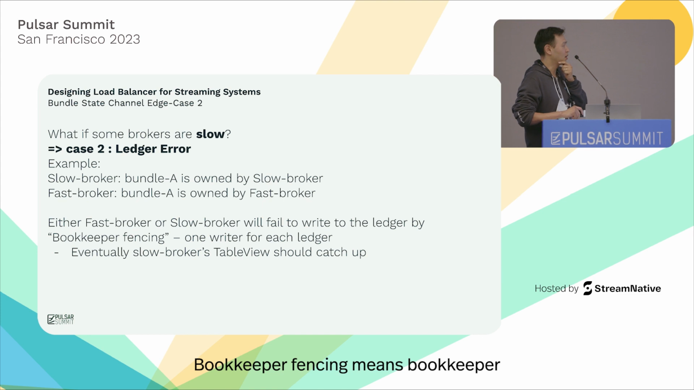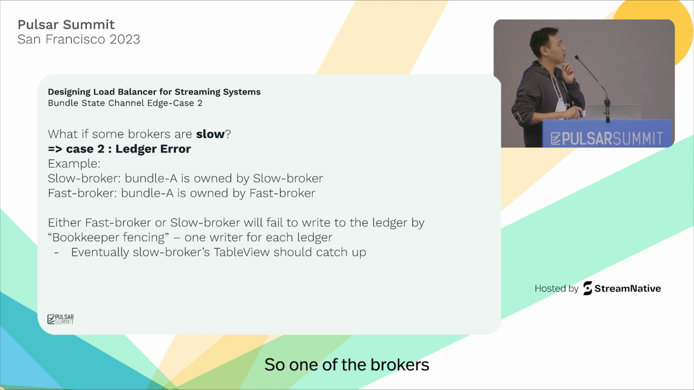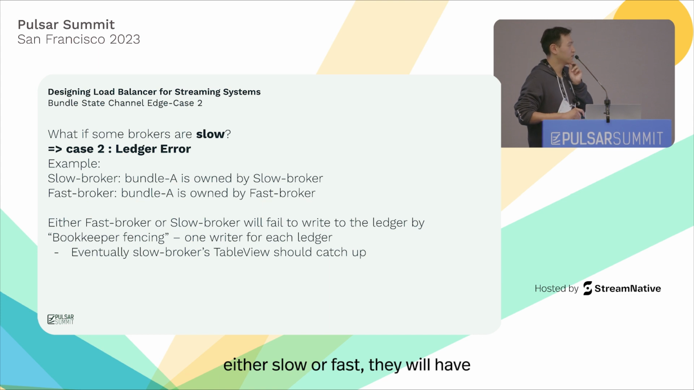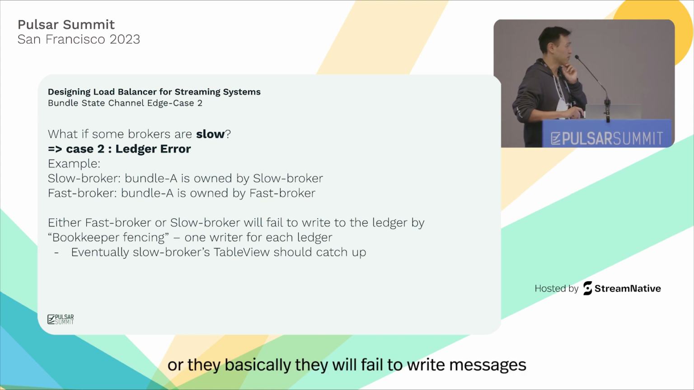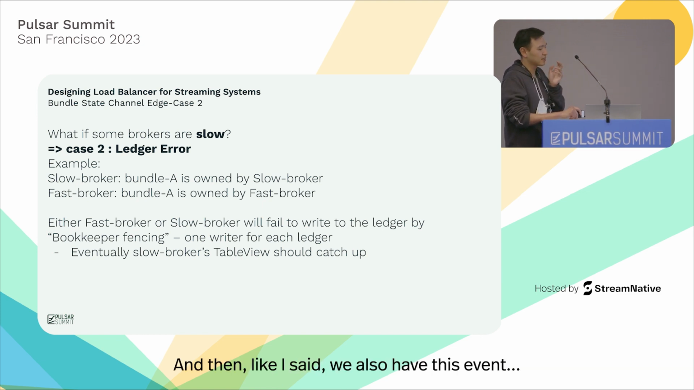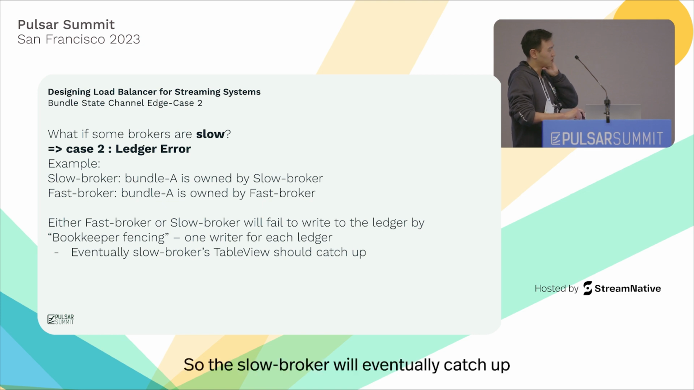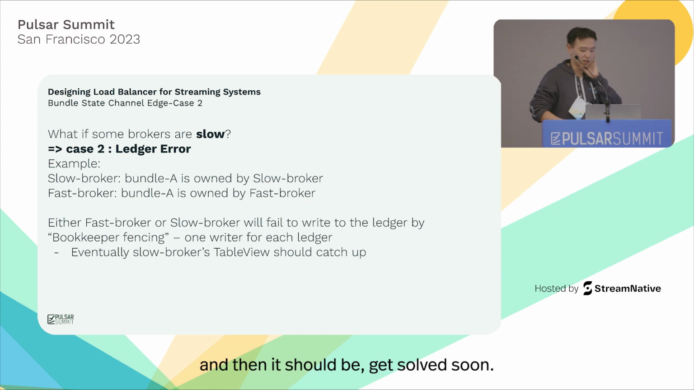Bookkeeper fencing means bookkeeper guarantees there should be only one writer at a time. So one of the brokers, either slow or fast, will fail to write messages to the ledger, and then see these ledger errors. And then, like I said, we also have the eventual consistency property from the message delivery. So the slow broker will eventually catch up, and then it should get solved soon.